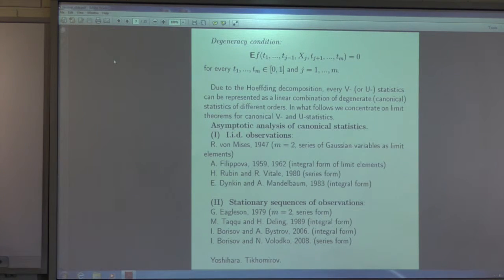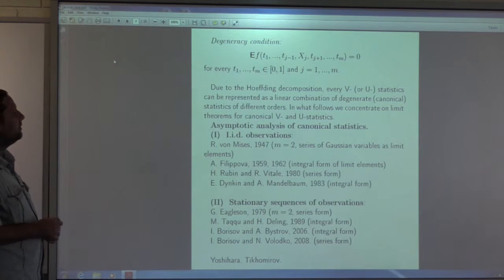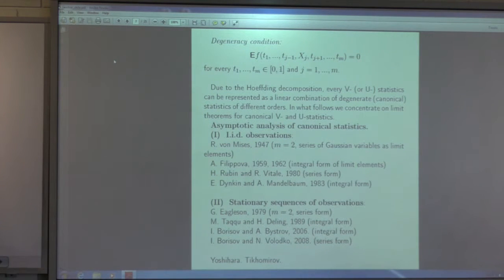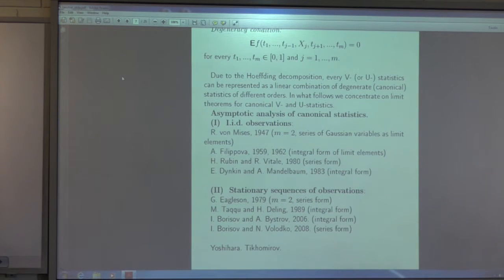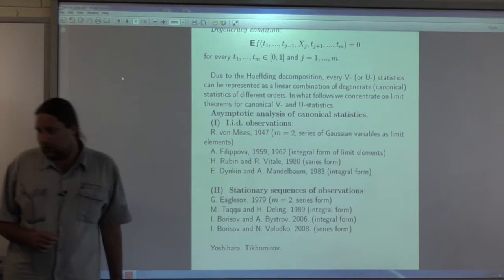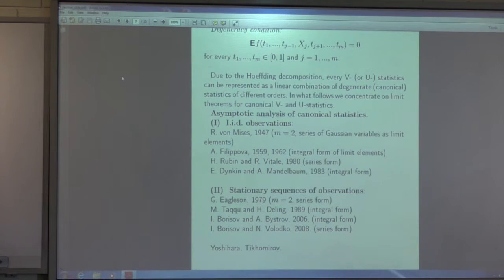And so, if we can solve the problems concerning canonical statistics, we can solve any problems of asymptotic behavior of V statistics. So, here are some important names and dates of people who were describing the asymptotic behavior of canonical U and V statistics, and you can see here that they use two forms of describing the limit element: the form of multiple stochastic integrals and the form of multiple orthogonal series.